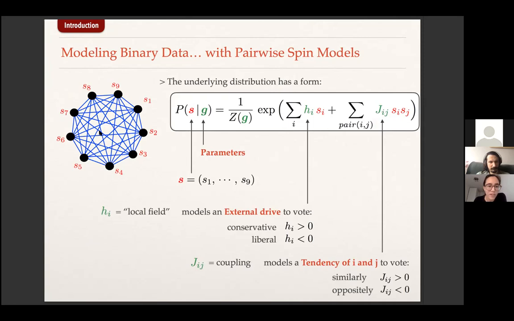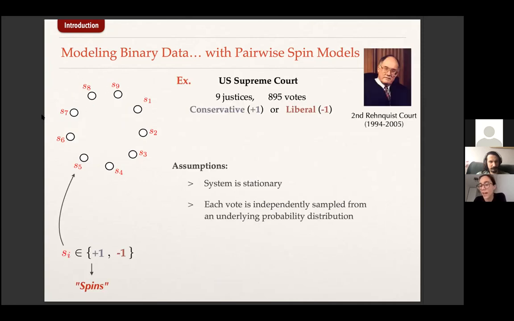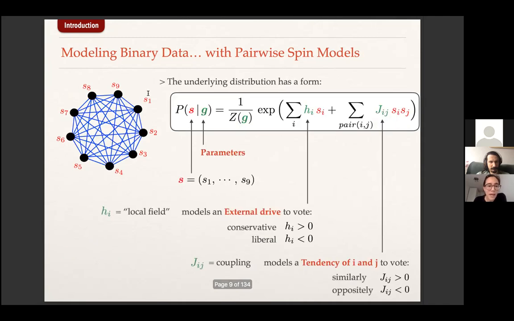So before putting the Ising model, I had empty variables. And now I represented the field here with black dots, right? So there is a field on each of the justices. And so this term models an external drive of the justice to vote conservative if h_i is positive, or to vote liberal if h_i is negative.